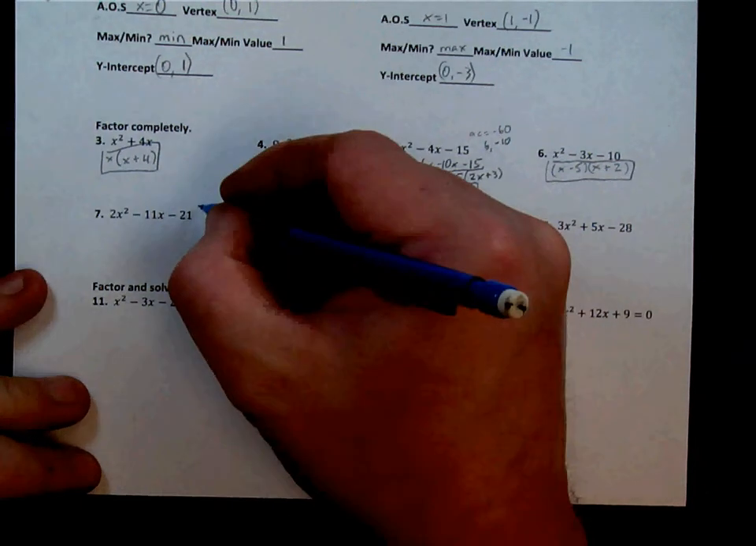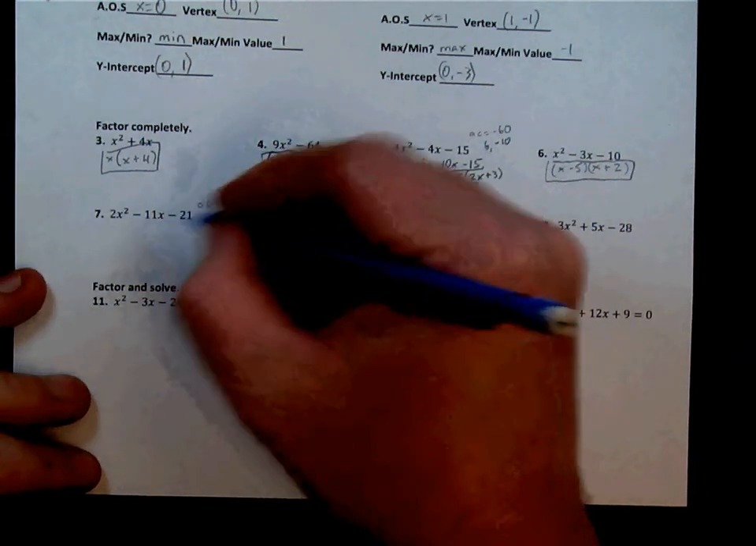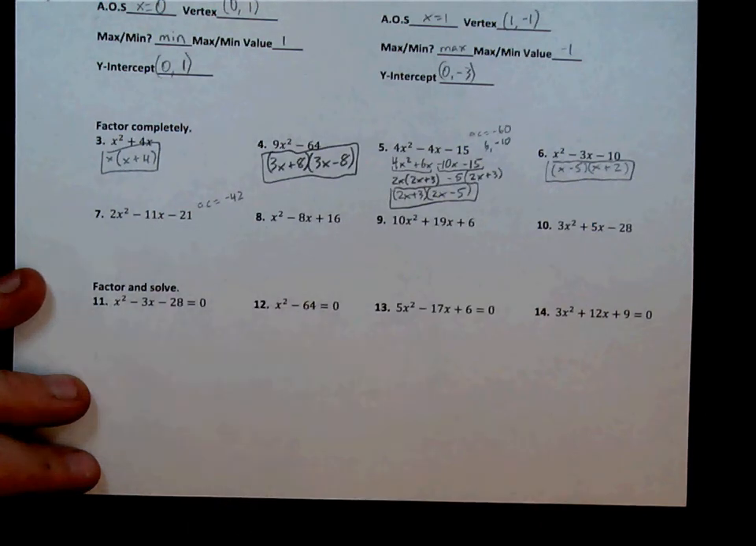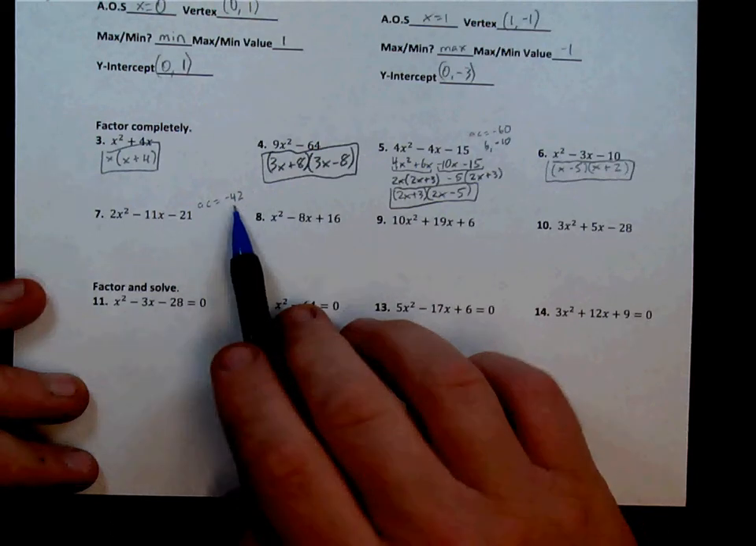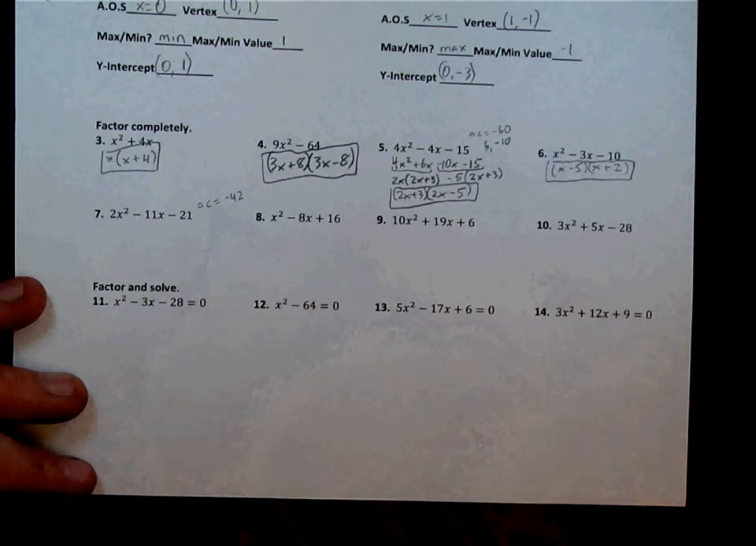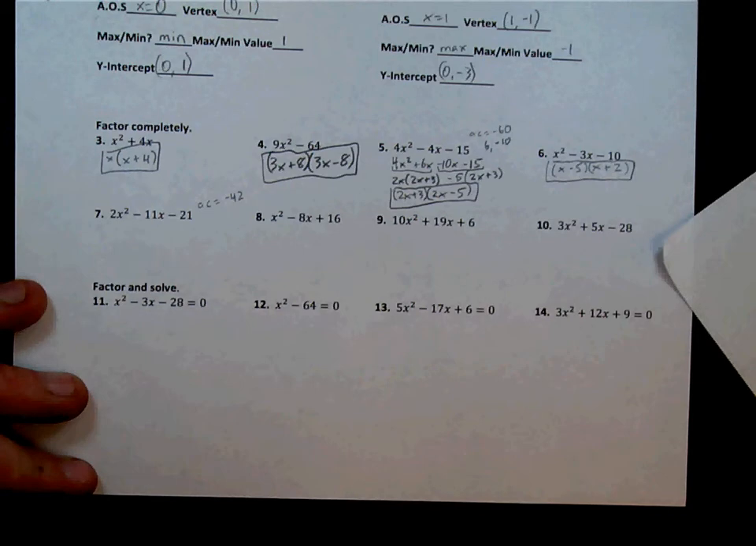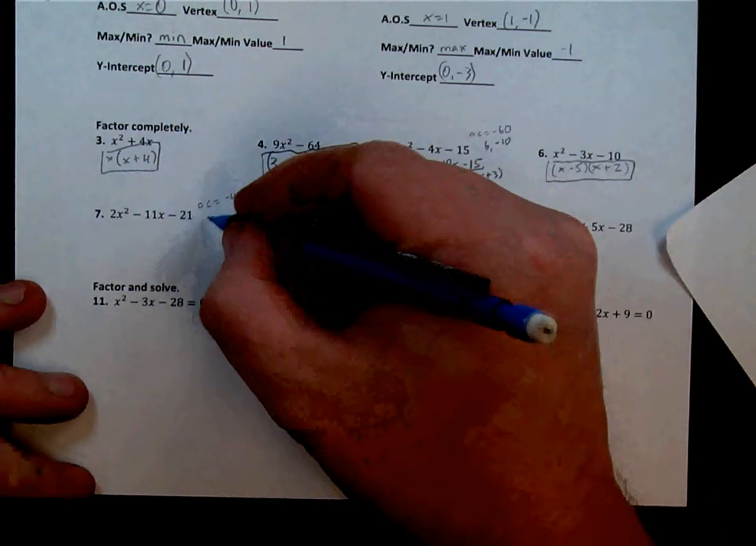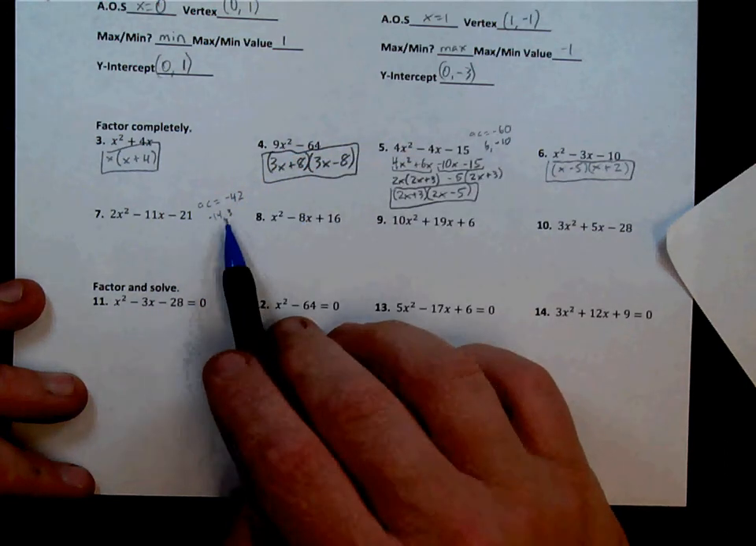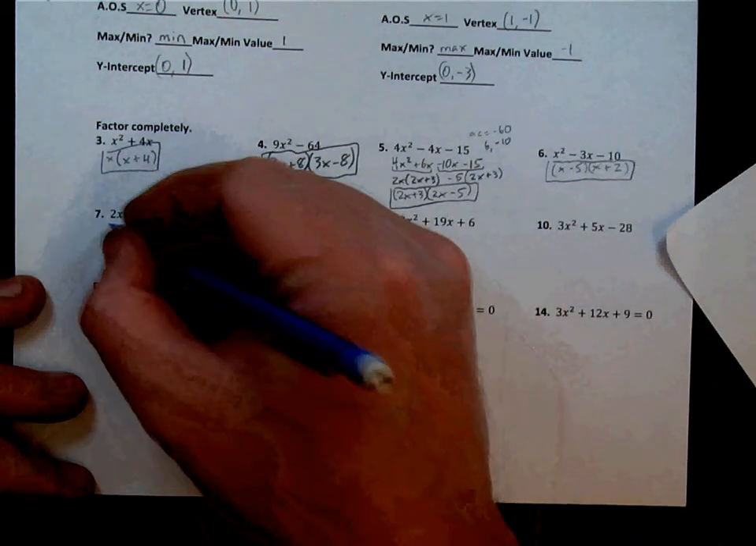Okay, number 7, a times c. 2 times negative 21 is negative 42. So I need numbers that multiply to negative 42 that add to negative 11. Let's see. So it's not 1 and 42, 2 and 21, no. 3 and, what's that, 17? No, it's not 3 and 17. What is it, 3 and 14? Yeah, 3 and 14, that'll work. Okay, so I went negative 14, positive 3. They add to negative 11, they multiply to negative 42, there we go.